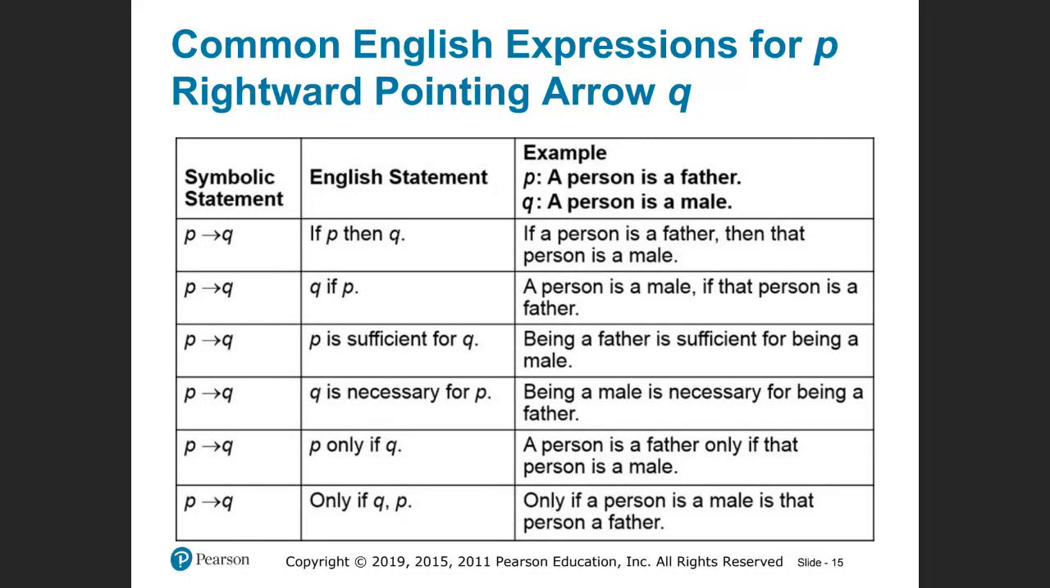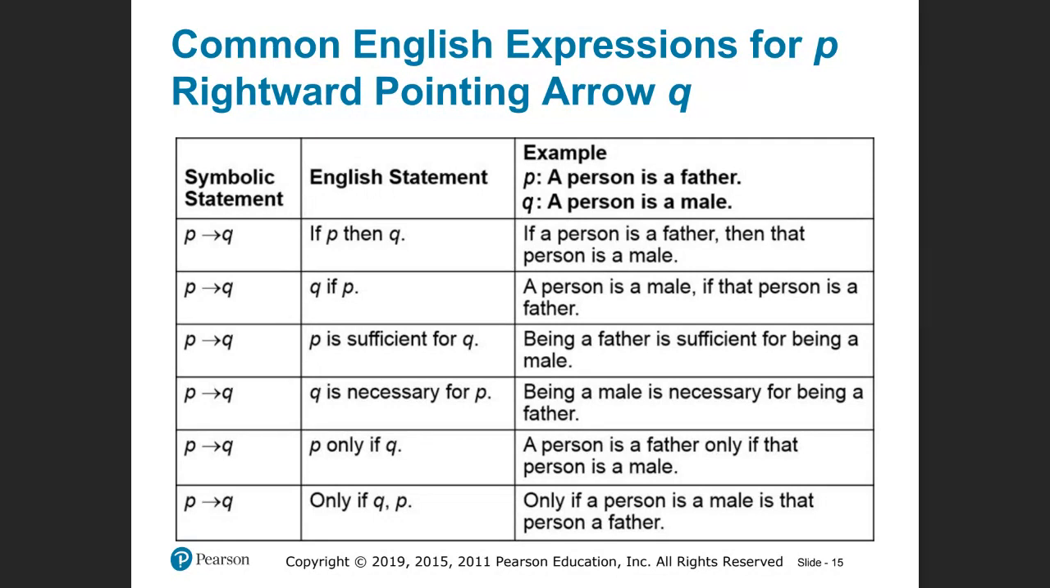Common English expressions for P, rightward pointing arrow, Q. So again, in this table, the symbolic statement is the same, but the English statements can be read a little differently. For the first line, if P, then Q. Going back to P, a person is a father, and Q, a person is a male. If a person is a father, then that person is a male. That one's pretty straightforward.